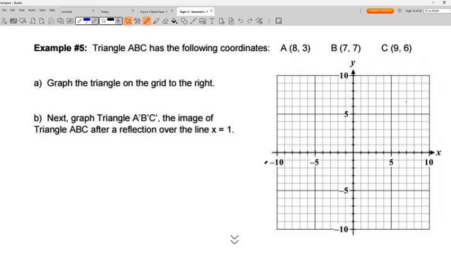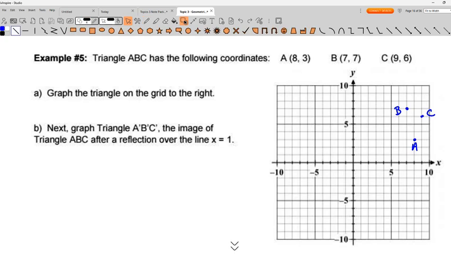In example 5, we're told that triangle ABC has the following coordinates. A is at (8, 3), so let's go ahead and plot that. 8 units to the right and 3 up, there's point A. Point B is at (7, 7), 7 units to the right and 7 up. Right there's point B. And then point C is at (9, 6), so 9 units to the right and 6 units up. Right there is point C. All right, we've graphed it, we've labeled it. Let's connect our points, and it will look something like this. All right, there's our triangle ABC.